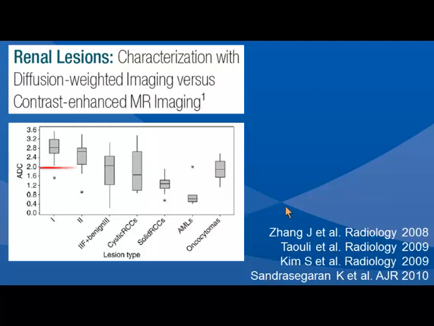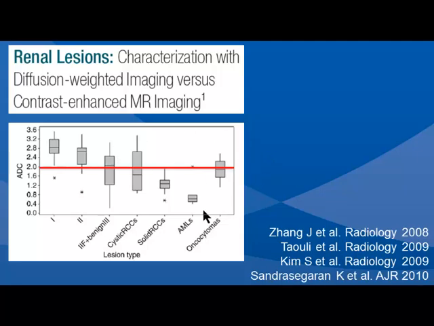Interestingly, AMLs have a very low ADC. AMLs with minimal fat have a very low ADC. In my experience, papillary tumors are basically at the same level. You can see very low ADCs as well in papillary tumors. So again, you can't distinguish those two based on the ADC alone. So in other words, the role of diffusion in characterization of renal mass is still debatable.